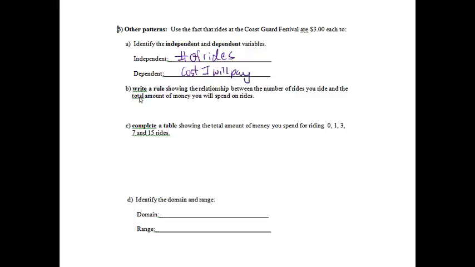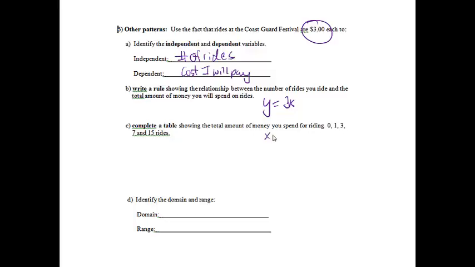All right, and then it says to write a rule. I'll go ahead and write my rule. Since my rides are $3 each, my rule is going to be y equals 3x, because every time it will go up 3 more, very similarly to when we did the math curse problems.